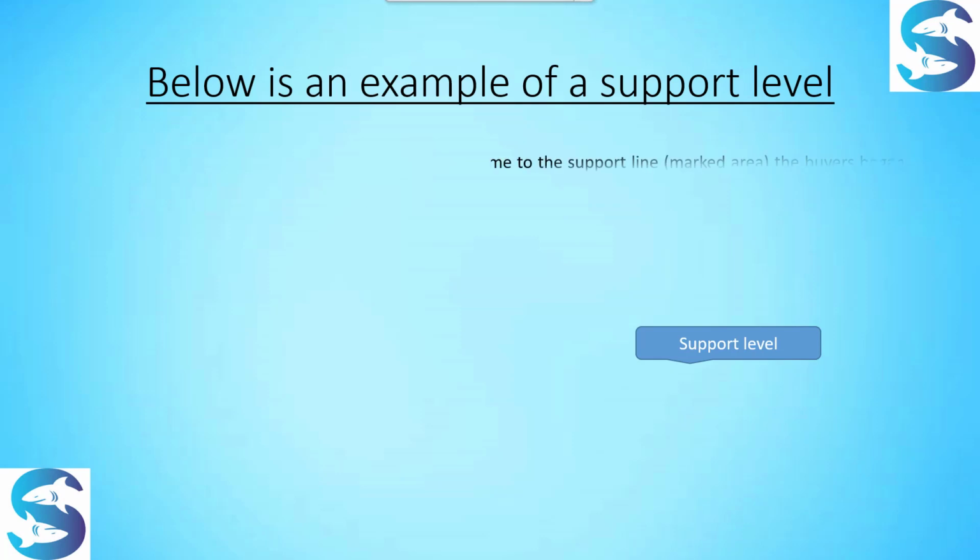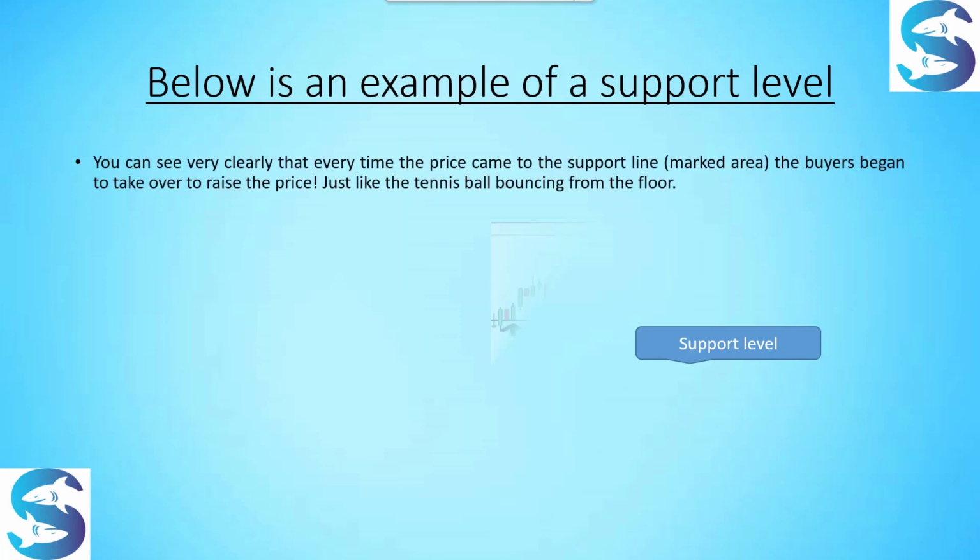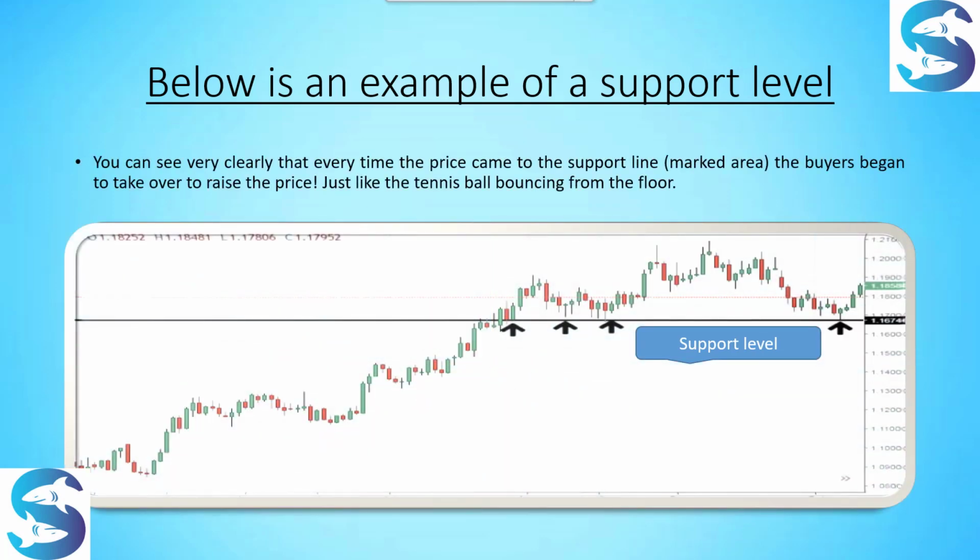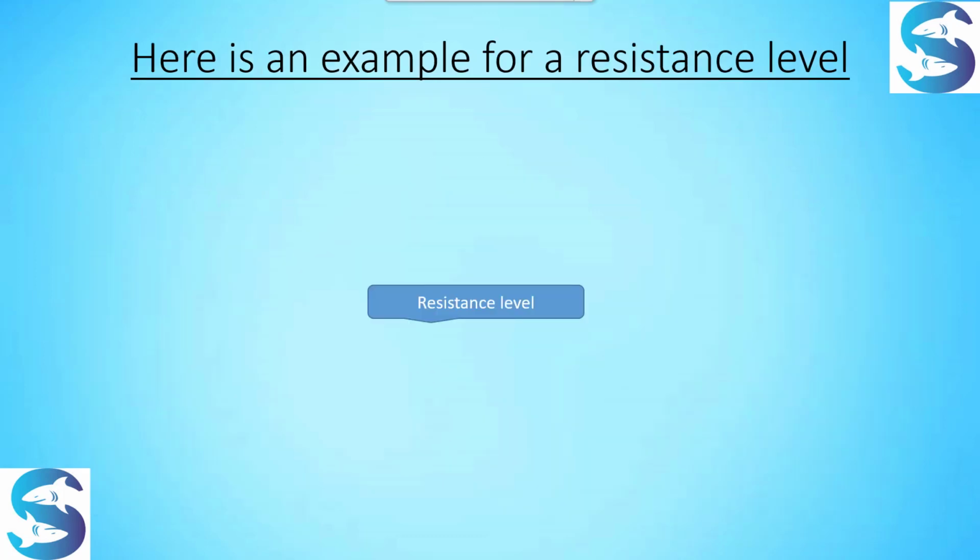Here is an example of a support level. You can see very clearly that every time the price came to the support line, the marked area, the buyers began to take over and raise the price, just like the tennis ball bouncing from the floor.